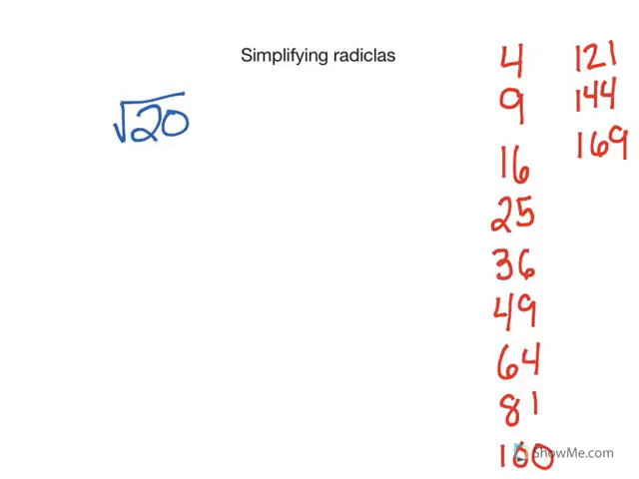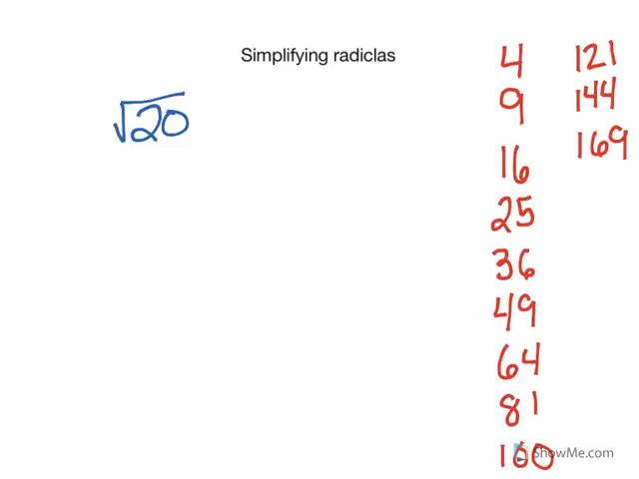Okay, here is simplifying radicals. First of all, I like my own way of doing this, but I will show you the traditional way that pretty much every textbook shows. So here we have a radical 20, the square root sign with the number underneath it. We're going to call it a radical.